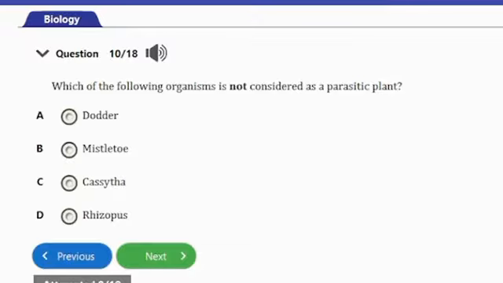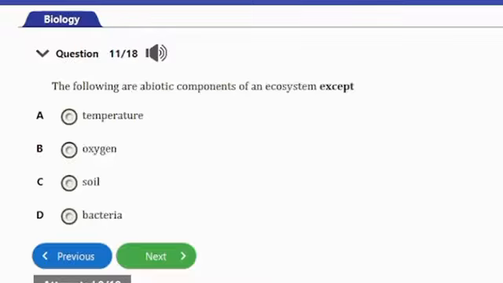Question number 10. It says, which of the following organisms is not considered as a parasitic plant? A, we have Dodder, B, Mistletoe, C, Cuscuta, and D, Rhizopus. So guys, Rhizopus is actually not a parasitic plant. So guys, without having to spend much time on this question, we already know that the answer to this question is option D. Rhizopus is not a parasitic plant. So let's go ahead and look at the next question.